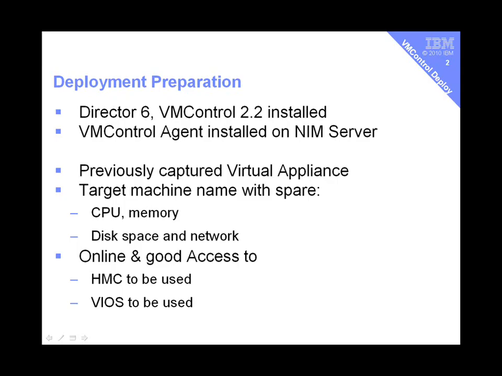It will allow you to connect to the network, and when you actually do the deploy, it will ask you for the IP addresses to use, so we can set those individually for each logical partition. We've also got to have online and have good access to the HMC that's going to be used and the VIO server. And how do we define good access? Well, we'll look at this in another movie, but early deployments that I tried that failed were actually down to this connection to the HMC and the VIO server not being quite right.